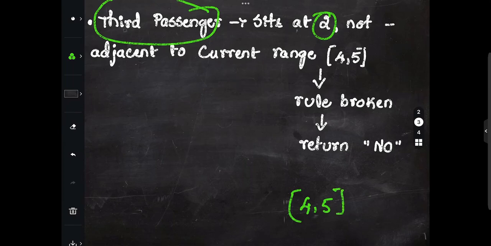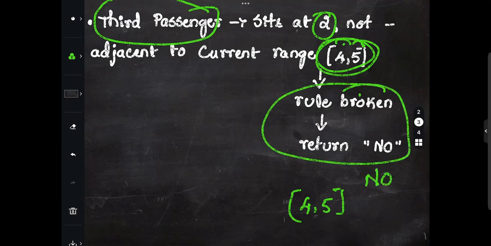So we should have had the value 1, or we should have had the value 3, and we don't have either 1 or 3 within the range. As we have updated the left to 4, this is not 5 comma 5, it is the range 4 comma 5. So the third passenger sits at 2, which is not adjacent to the current range 4 comma 5. Here the rule is broken, so in this case we will return no.